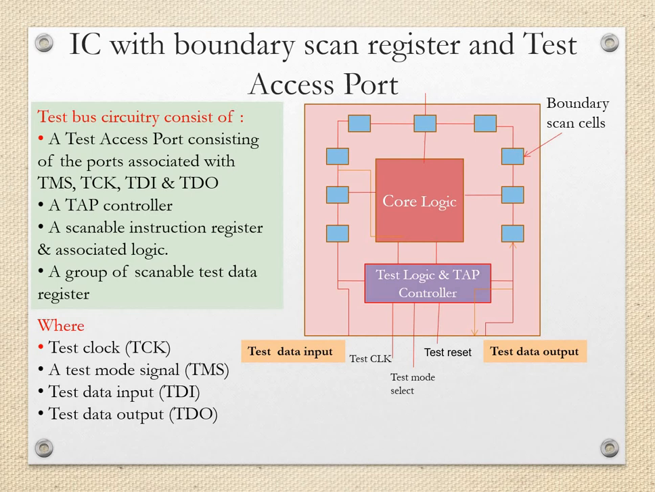Now the activities of the boundary scan cells, and the data which is connected in a chain fashion and running through all these boundary scan cells, are all controlled by extra hardware on the chip, that is nothing but the test logic and the TAP controller. TAP is nothing but the test access port controller. This controller will generate the different control signals for all these boundary scan cells, and it will check this boundary scan.